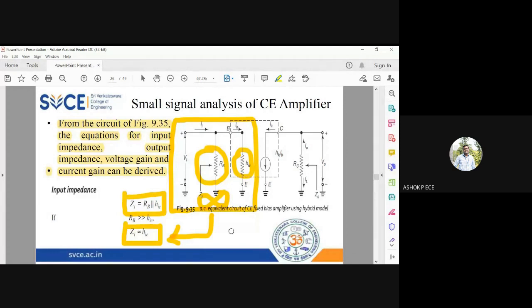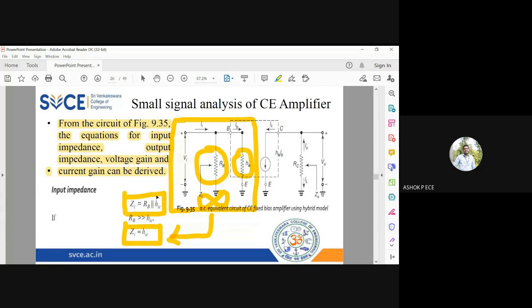There are no mathematical steps for finding this. You have to look at the input side and first identify the resistances. Here I have two resistances, RB and HIE. Second step, you have to see how they are connected, whether in series or in parallel, or sometimes a combination of both. That time you have to apply the resistance simplification formulas. Here it is very simple to locate that RB and HIE are in parallel. So RB parallel to HIE.